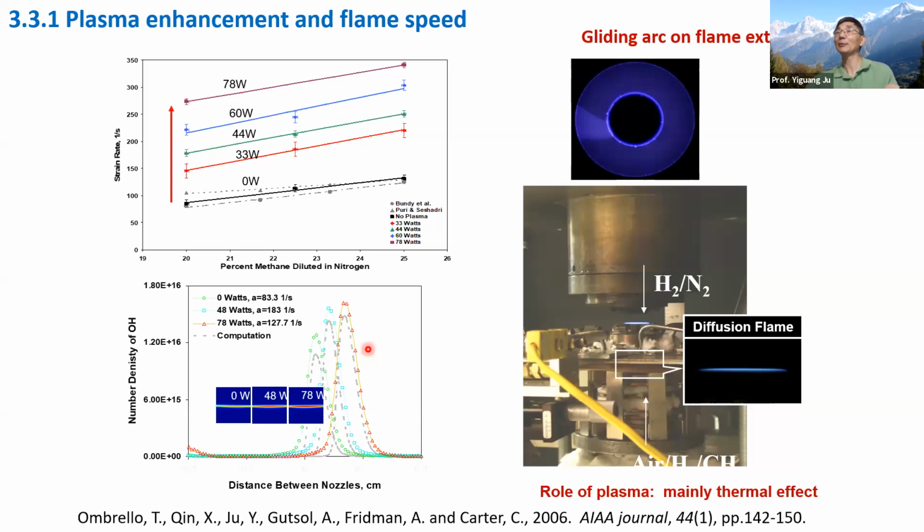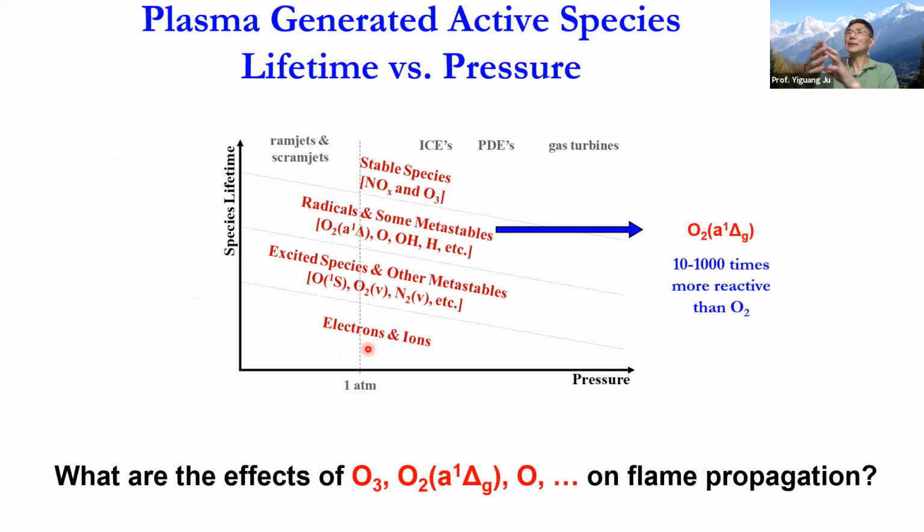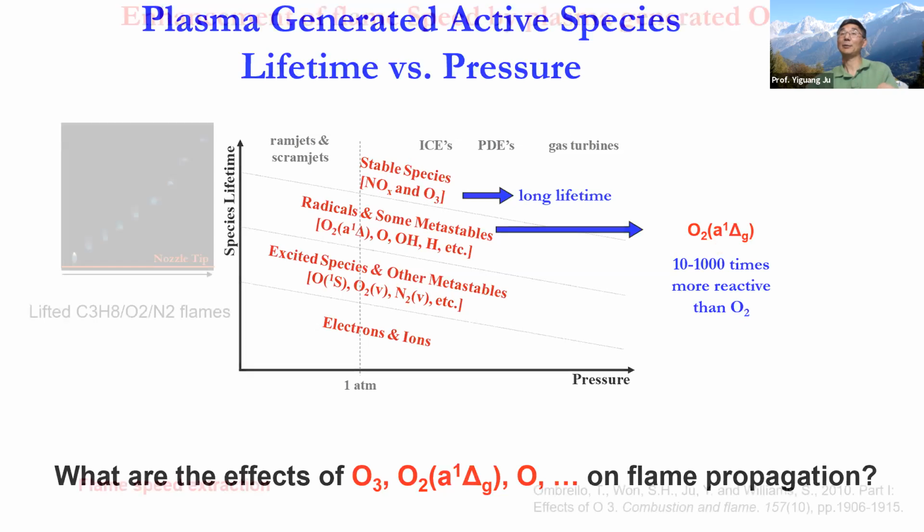This is exactly what I said before, because the H plus O2 reaction is so fast in flames. But plasma can generate a lot of other things that flames don't. For example, as I said, you have NOx, you have ozone, you have O2 singlet, you have radicals, you have all other excited species. And the question is, what are the effects of these species in terms of flame propagation, particularly for O2 singlet delta? Long lifetime species and short.